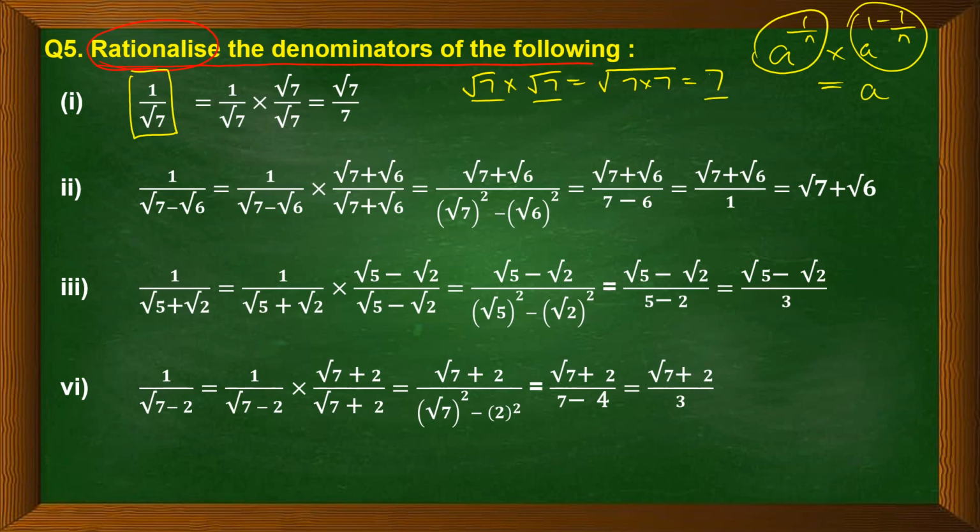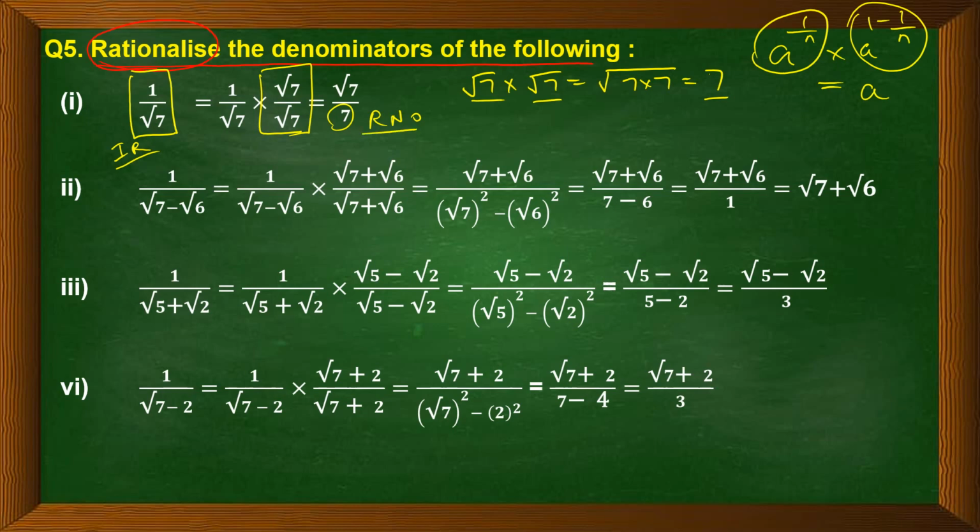So when we are multiplying both the numerator as well as denominator by the same rationalizing factor, that is root 7, 1 into root 7 is root 7. Root 7 into root 7 is 7. Now this is a rational number. So hence we have rationalized the denominator. Basically we have converted an irrational number into a rational number.